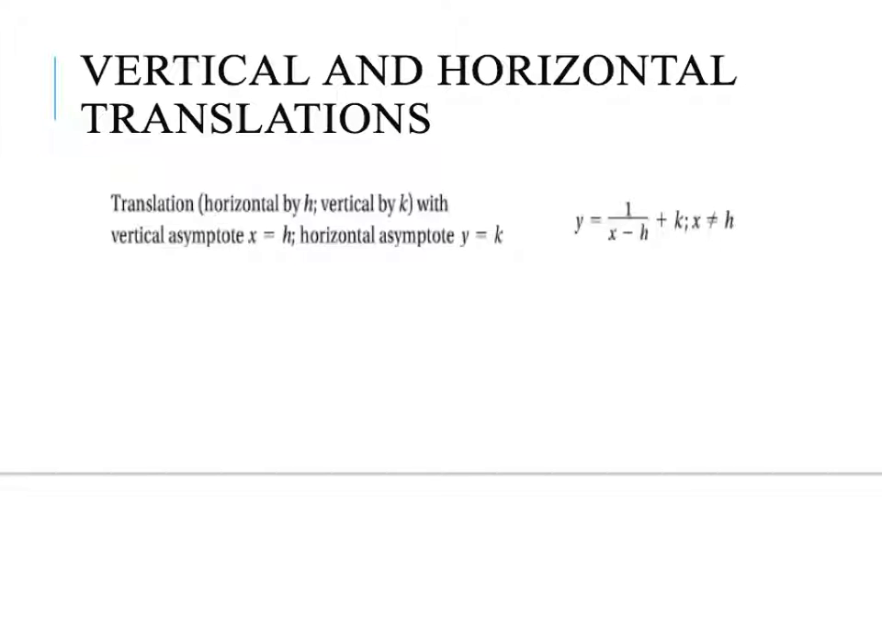The horizontal and the vertical translations are your h and your k, just exactly as they were your h and your k with cubic and quadratic functions. So remember your h, as far as your horizontal translation, is exactly opposite of what you think. So if I see a minus, that means I'm actually going to move to the right. If I see a plus, that means I'm going to move to the left.